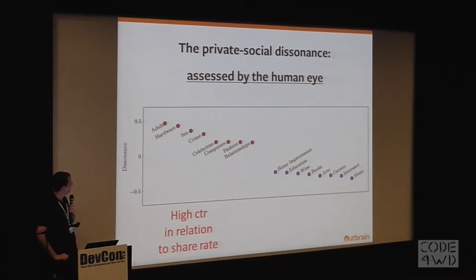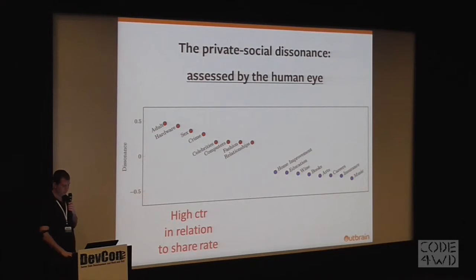On the left, you see those categories with high private social dissonance. They have relatively high CTR. So in the privacy of your own home, when you're being presented with these recommendations, you click on them, but you won't share them. And let's see what we have here. We have adult, hardware, sex, crime, celebrities, computers, fashion, and relationship.